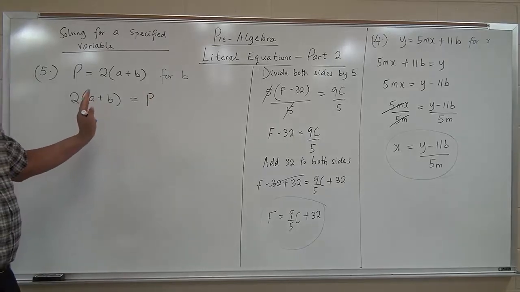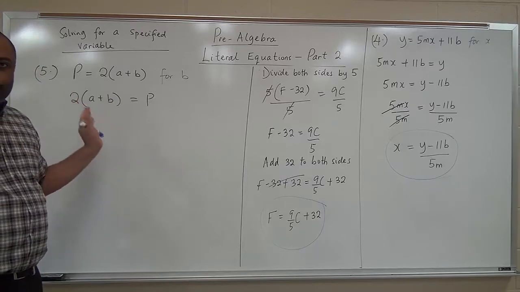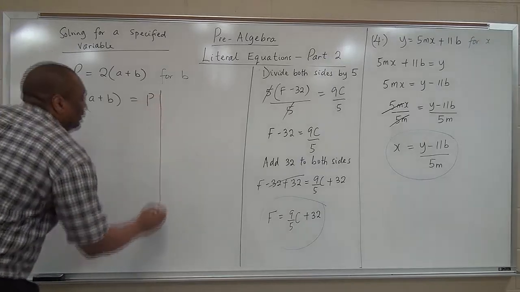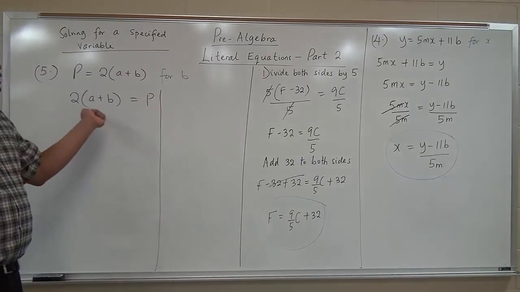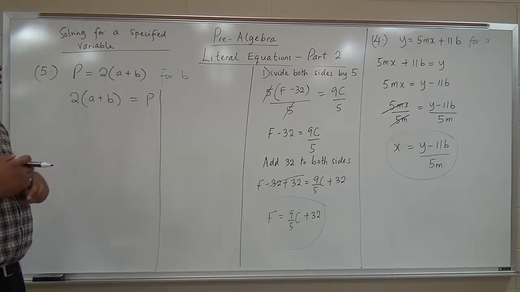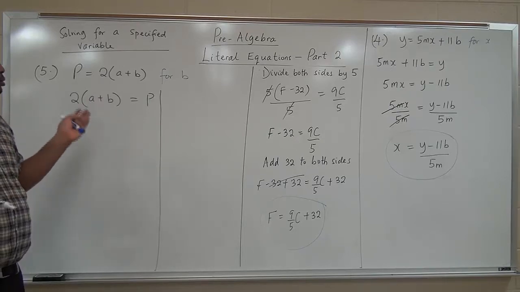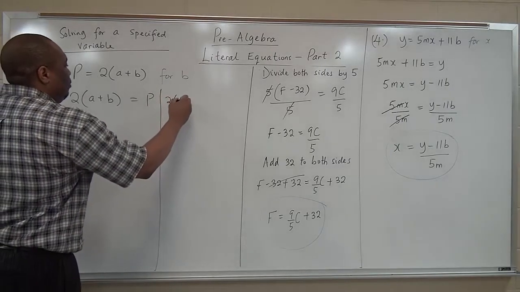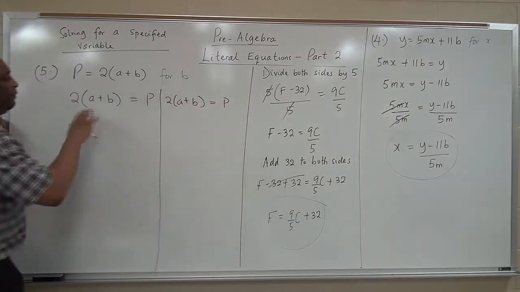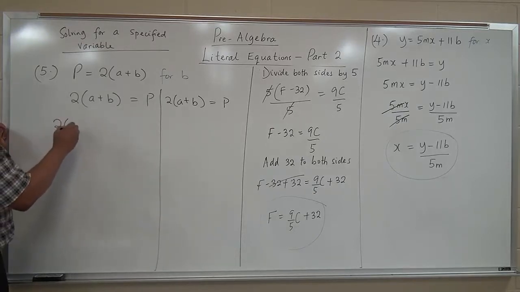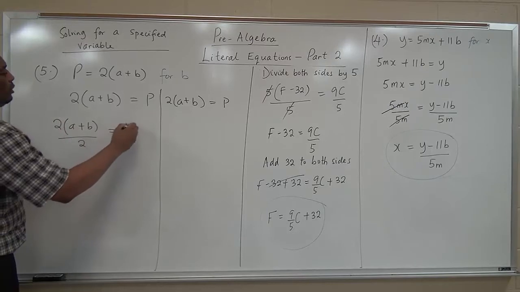When you have this kind of question, there are two ways you can solve this, and I'm going to draw a line here. Some of you might want to distribute first before they now solve, or some might want to go ahead and just divide and then solve. So we're going to look at the two ways. If we decide not to distribute, we can divide both sides by 2. So this is 2 times a plus b divided by 2 equal to p over 2.